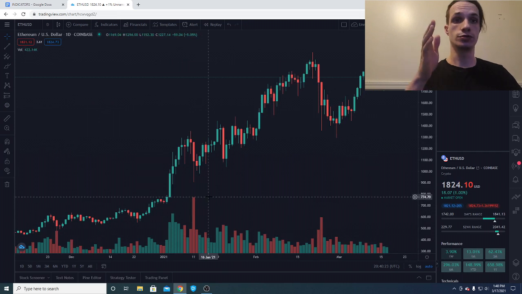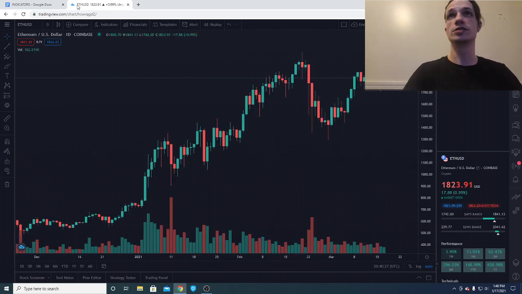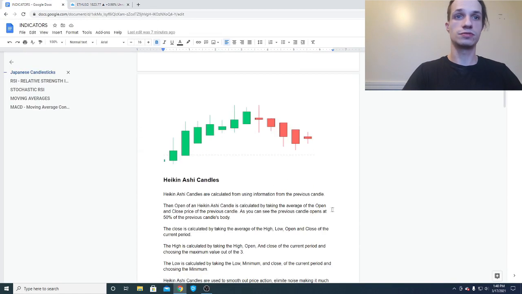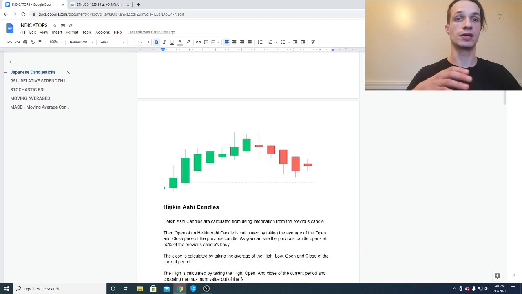There's a lot more to it, and I'm going to make more videos on this in the future, because there's so much to candlesticks, it's ridiculous. And the candles that I'm going to recommend using, or that I use myself and prefer to use, I started with normal candlesticks, but now I use the Heikin-Ashi candles.